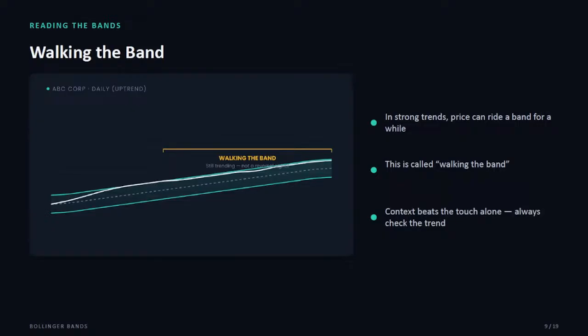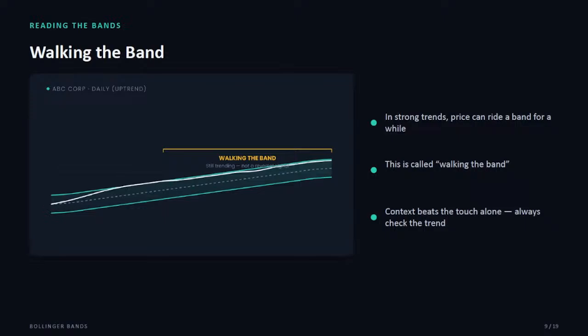Think about what would happen if you had assumed that touching the upper band automatically meant overbought, time to sell. In a strong uptrend, you would have sold far too early and missed out on a large continuation move. Worse, if you had gone short based on that single touch, you could have taken a real loss fighting against a healthy, strong trend.